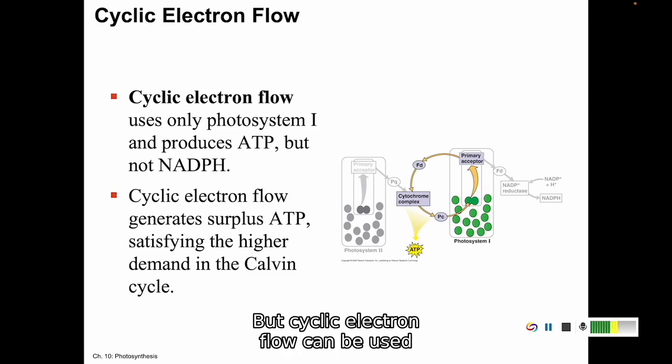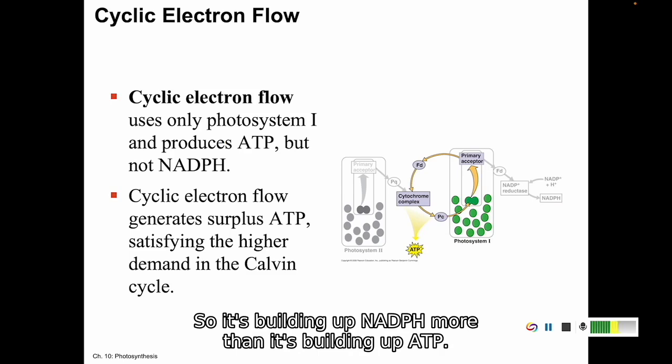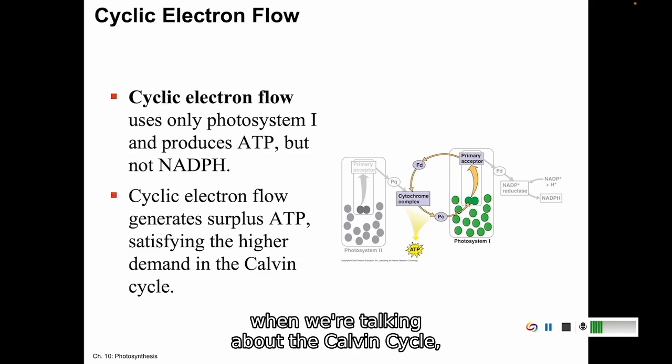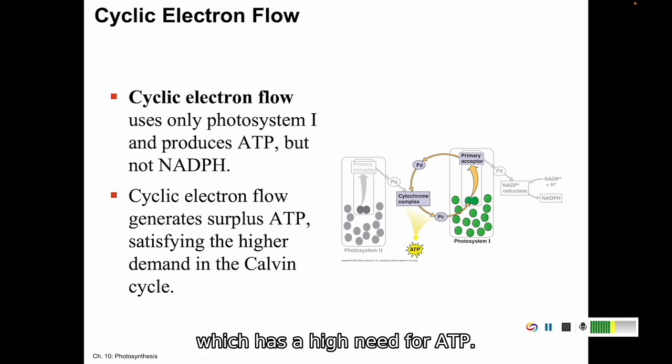But cyclic electron flow can be used if a cell needs a little bit more ATP. So if it's building up NADPH more than it's building up ATP, it needs some more ATP, so it can go through cyclic electron flow. That's especially helpful when we're talking about the Calvin cycle, which has a high need for ATP.